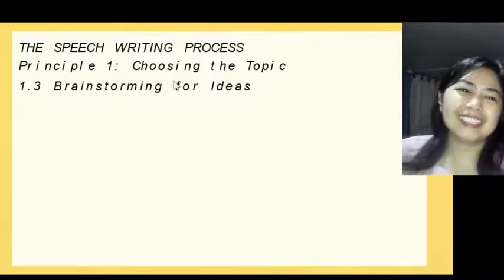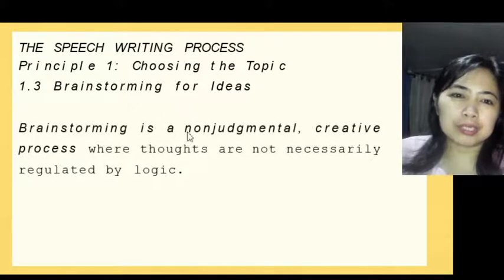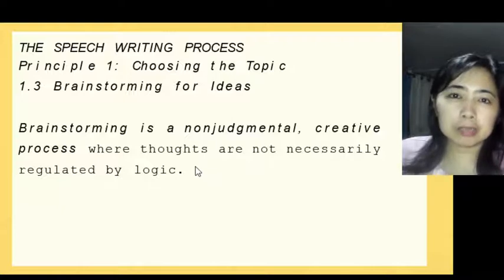one. Okay. So another subtype is brainstorming for ideas. So how do you brainstorm ideas? It's really good to brainstorm because this is not really judgmental. You create a process where your thoughts are not necessarily regulated by logic. So you just write things out.